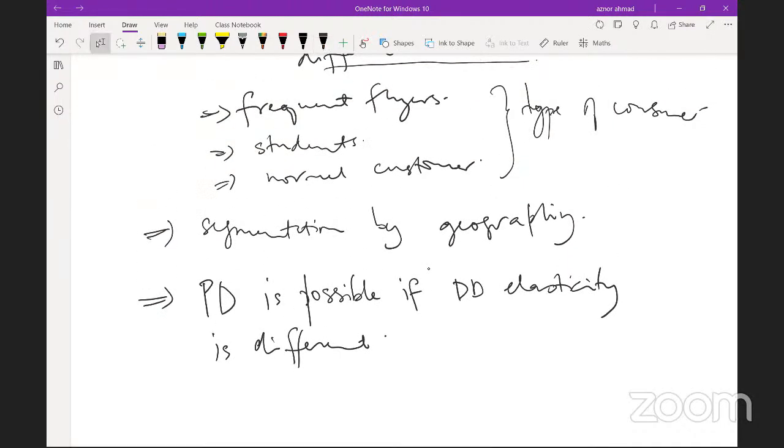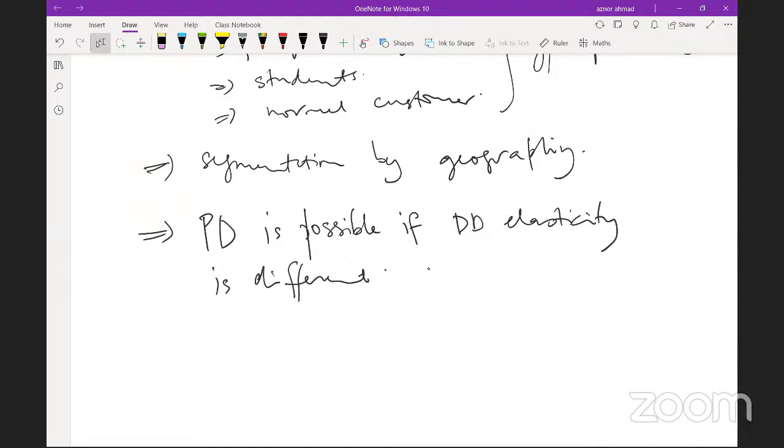So most of the time, like I mentioned, the frequent flyers will have a more elastic demand because they have to fly more often. So the price plays an important role for them, right? A small change in prices may make them run away to another airline. And of course, the normal customer will have a less elastic demand, because they don't really use it frequently. So it's when the demand elasticity is different.